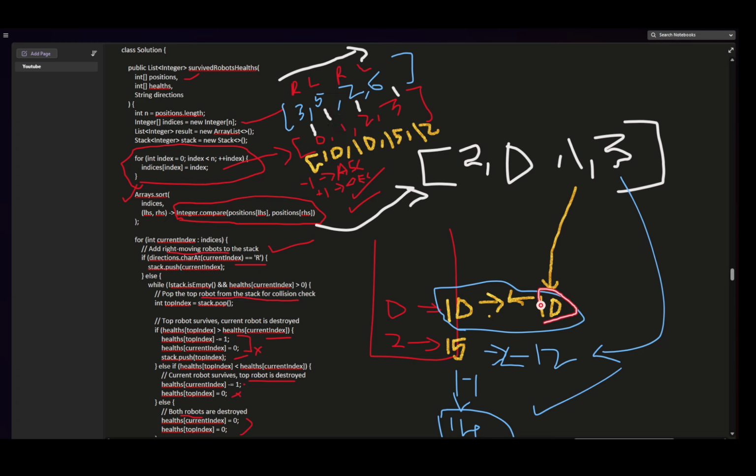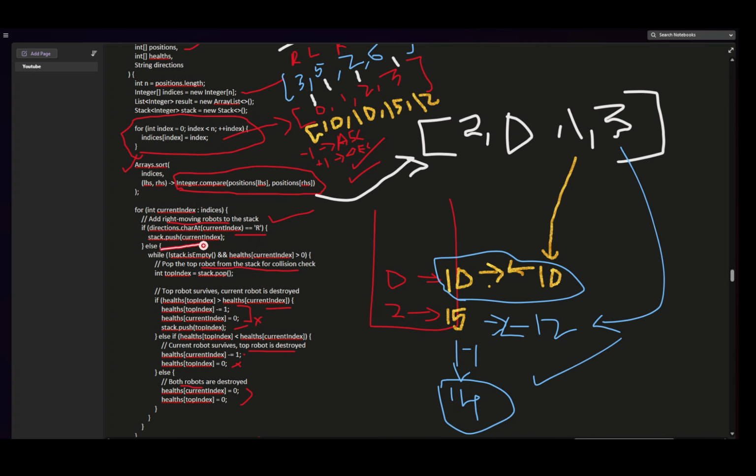So this 10 will be here, and since it is a left-moving robot, we have to pop from the stack. Whenever we encounter leftward, the else condition block will be evaluated, and we are using a while loop because we keep iterating until we reach the end. That's the reason we are using a stack. If the smaller elements are there, we can destroy them all when the left one has the maximum health. We pop the topmost and check which has the highest health.